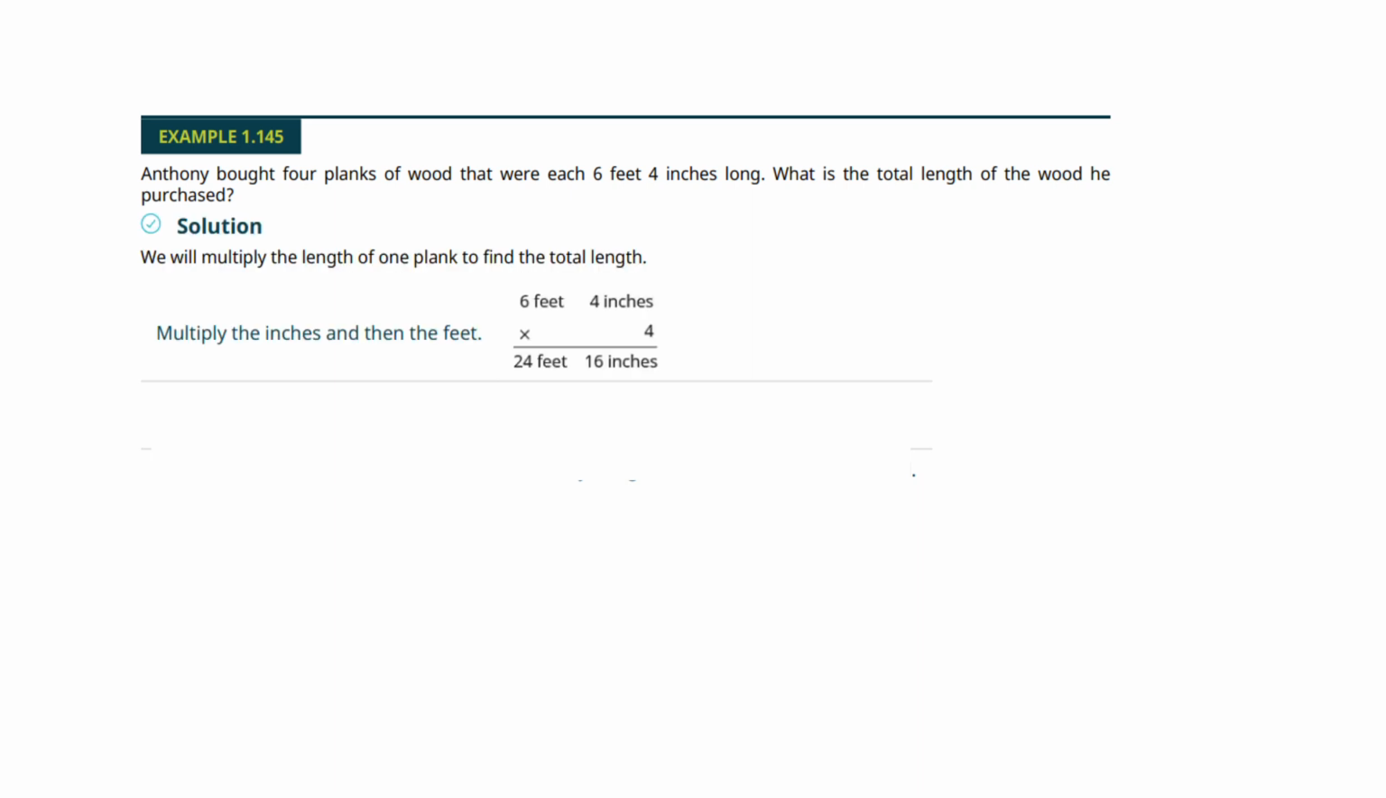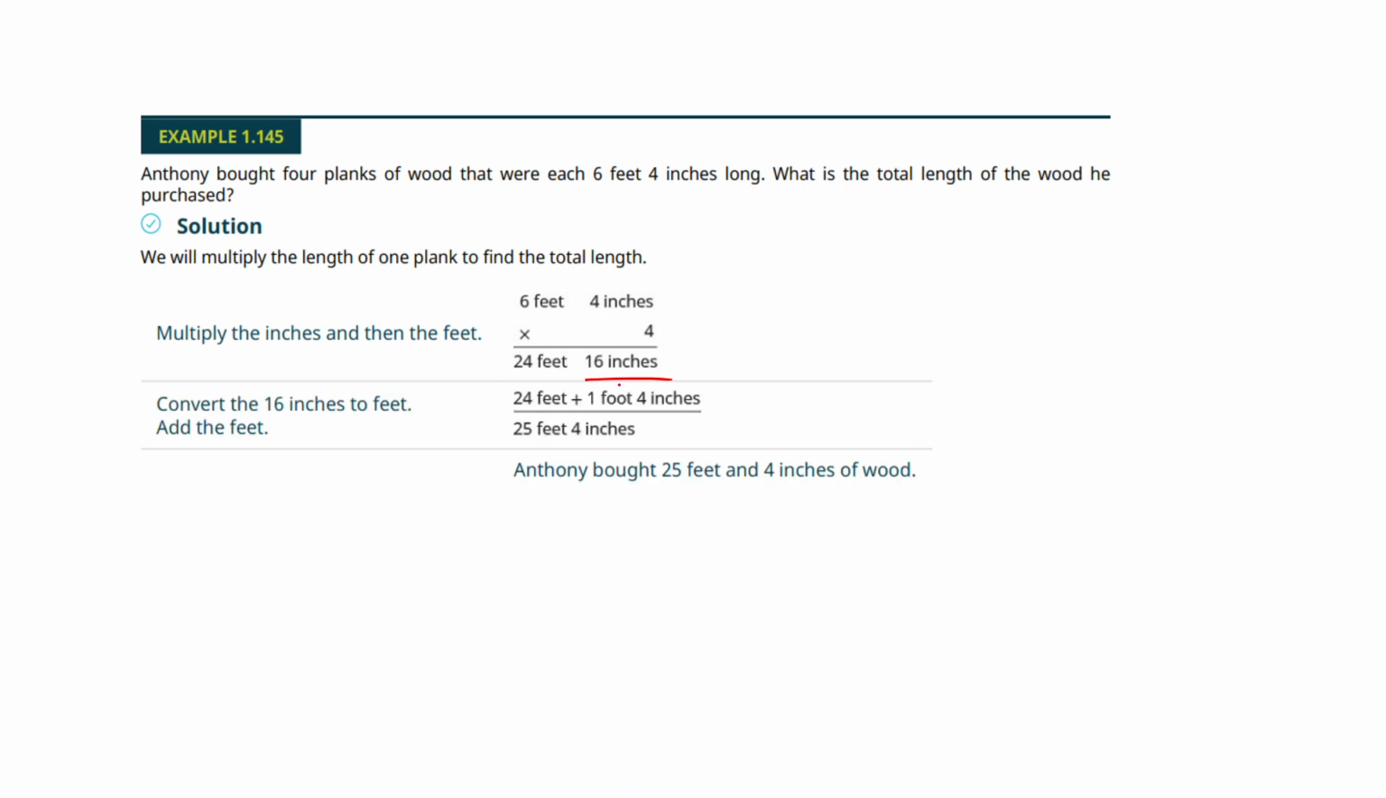Okay, so we're going to multiply these this time. So each board is 6 feet 4 inches. He bought 4 of them, so we could repeatedly add these up if we wanted, or we could just multiply them. So 4 times 4 makes 16, 4 and 6, 24. Now the deal here is we've gone over inches, or there's too many inches. That's a foot and some extra. So it's really 1 foot and 4 inches. Put those together, we get down to this.